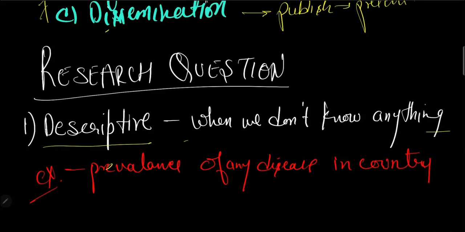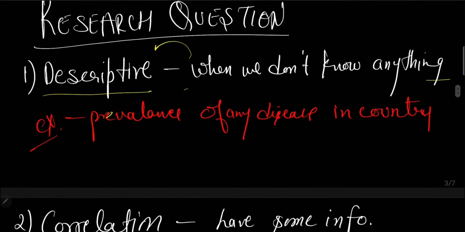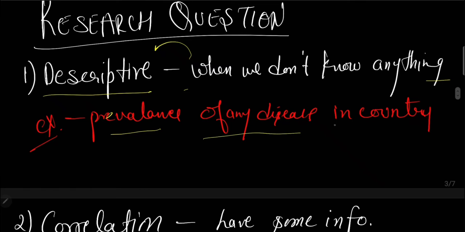Descriptive means when we do not know anything about the subject or the idea. Like we choose any one question, but we don't know about the thing, we don't have any information. Okay, so that's called a descriptive one. For example, prevalence of any disease in a country, we can take diabetes or hypertension. We want to know the prevalence of the disease, we don't know about anything. That's where we'll be needing the descriptive type of questions.